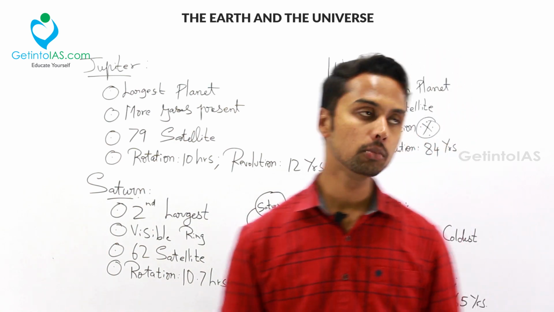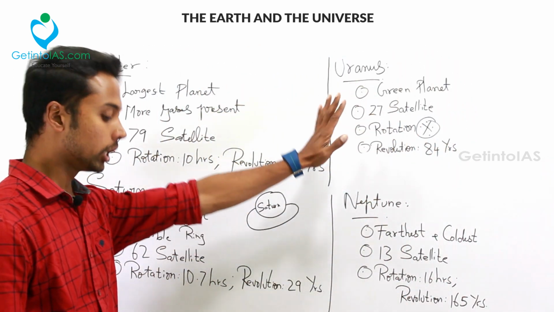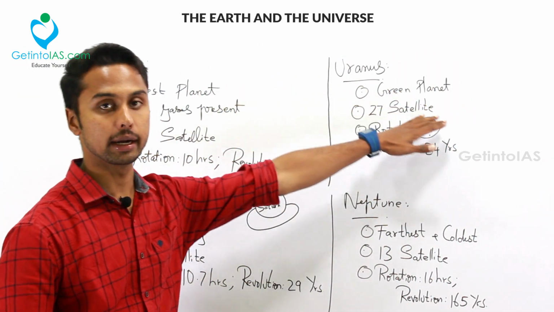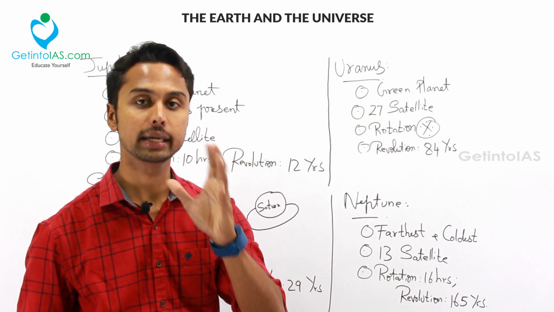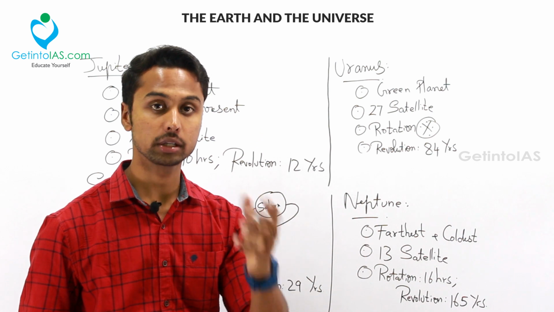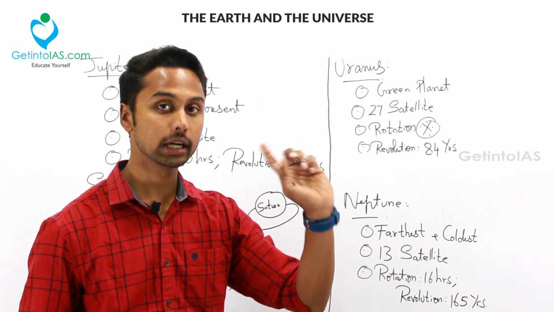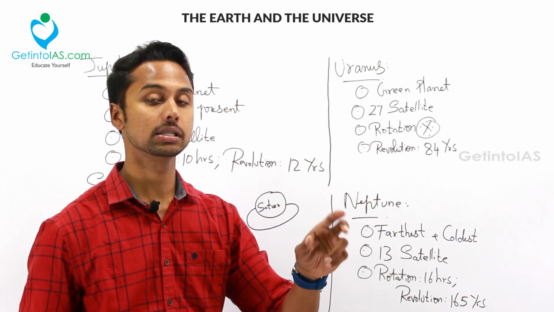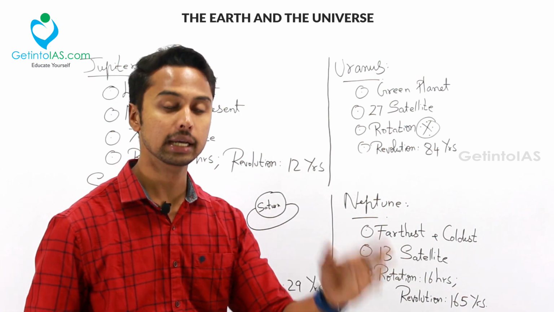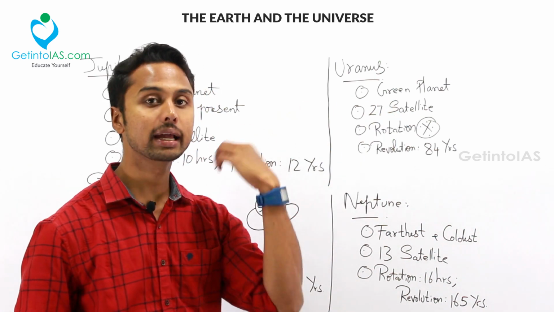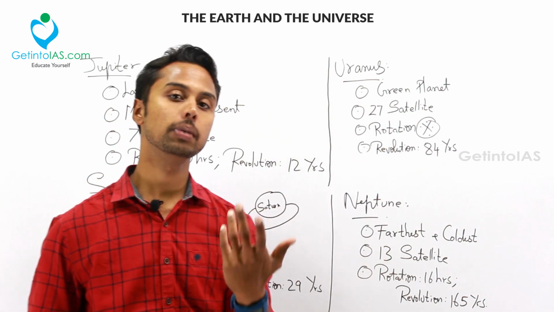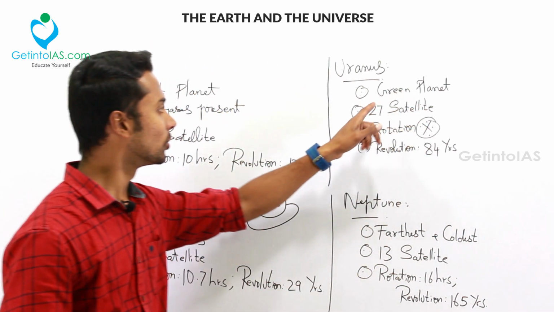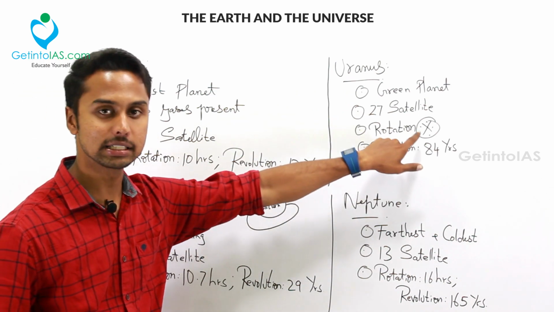Next, we are moving to Uranus. Uranus is known as the green planet. Why is it called the green planet? Because of the presence of methane gas, the color green is given. On the other hand, I told you Mars is the red planet because of the presence of iron oxide. In the same way, because of methane, a green color is given to this planet, so it is known as the green planet. What is the blue planet? Earth. Uranus has 27 satellites around it.